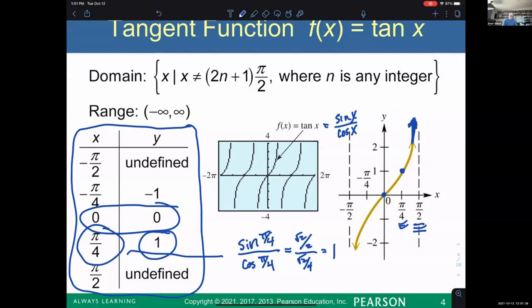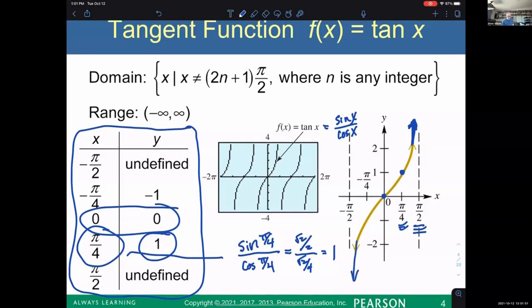And the same thing in the negative direction. The tan function here, like the 1/x function, is symmetric with respect to the origin. And so what's happening on the positive right side also happens on the negative left side as we approach negative pi over 2.